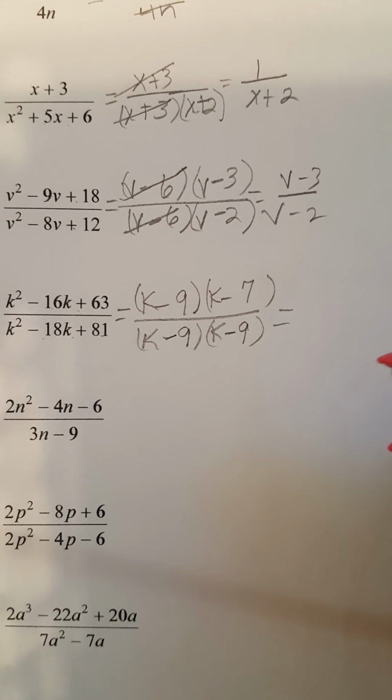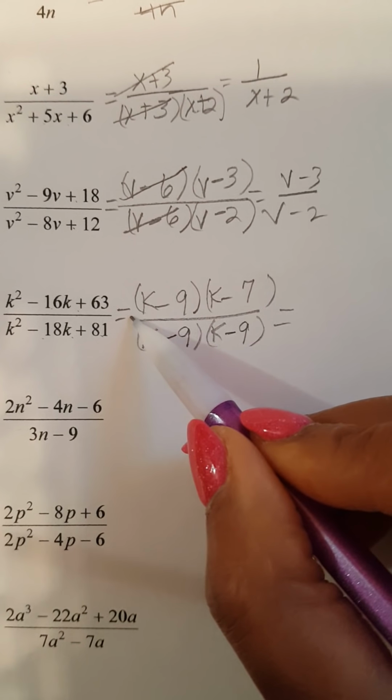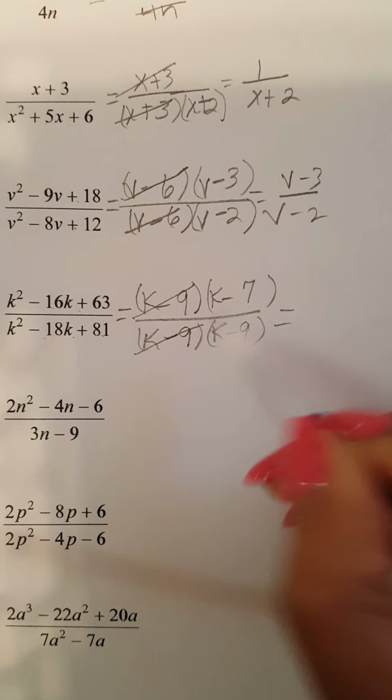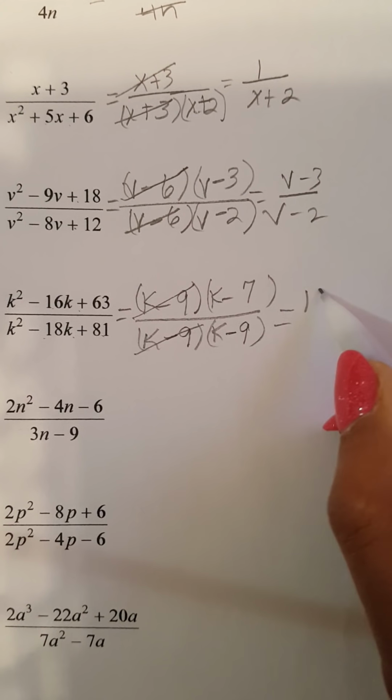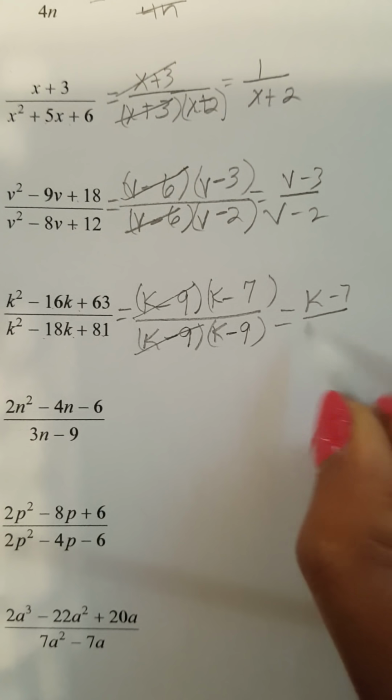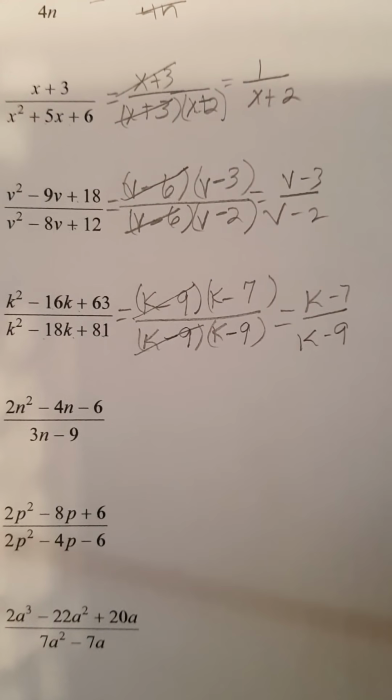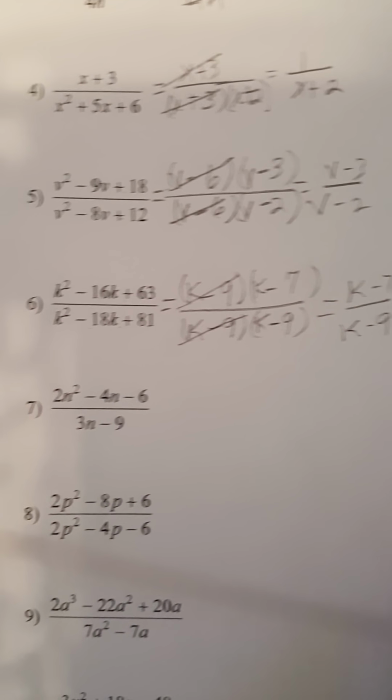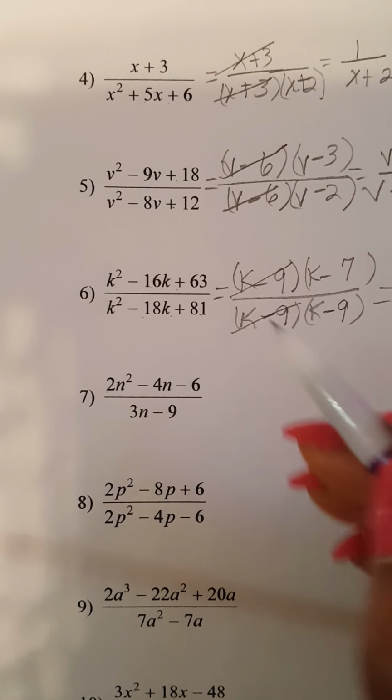And what factors do we have in common? K minus 9, k minus 9. We can cancel those. So we're left with k minus 7 over k minus 9 as our final answer. Next one.